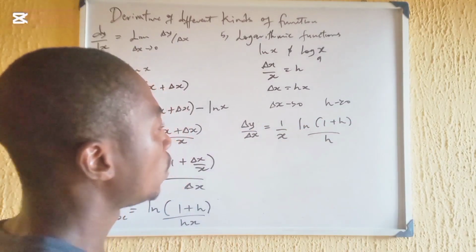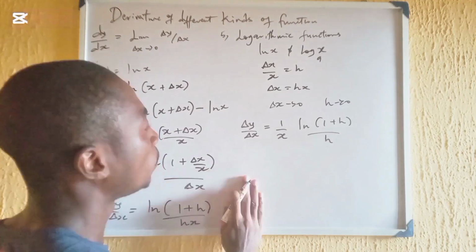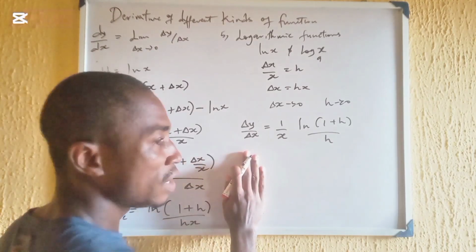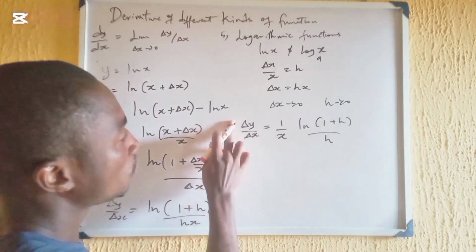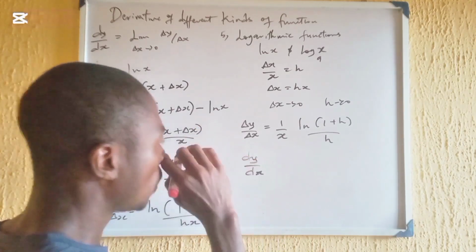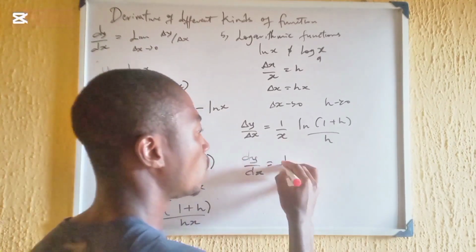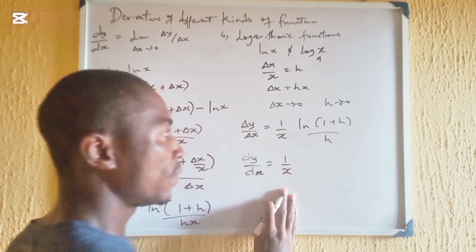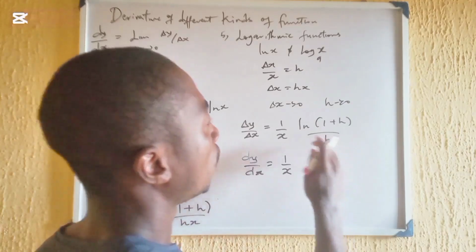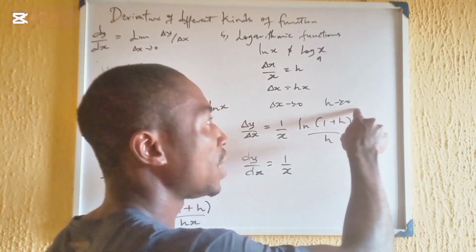So the next thing we'll do is to take the limit as change in x tends to 0. Now, as change in x tends to 0, change in y over change in x becomes dy dx. Now, because x is not changing, we'll treat it as a constant. We'll be having 1 over x. That's for the limit. Now, as change in x tends to 0, what happens to h? h will also be tending to 0.